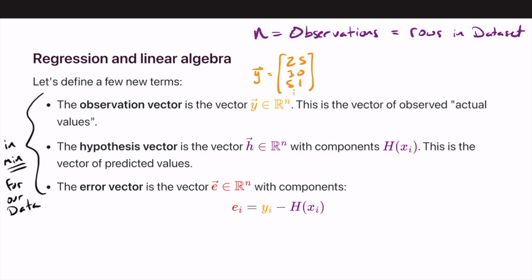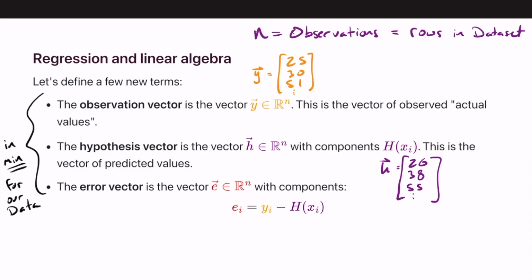And our hypothesis vector is what we're actually predicting. So this would be, for example, like 26 and 38 and 55. So we see they correspond this way, 55, 51. So these are the predictions that we're making against our real data. And then we also have our error vector, which is just taking the components of our y observations and subtracting our predictions from it.